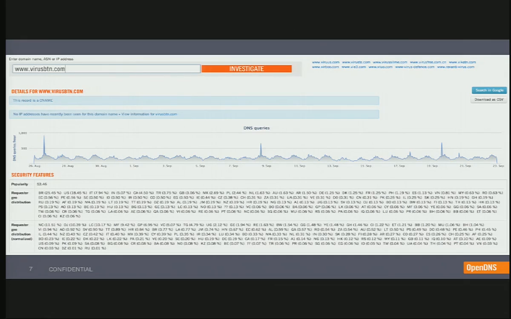The other thing you can see in the second part of the slide is the requester geo-distribution, and that's basically a breakdown by countries that are looking up this domain. So again, you can see how popular a domain is across different geographical regions.